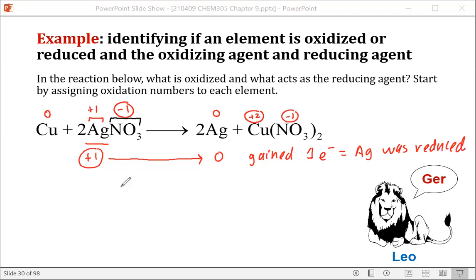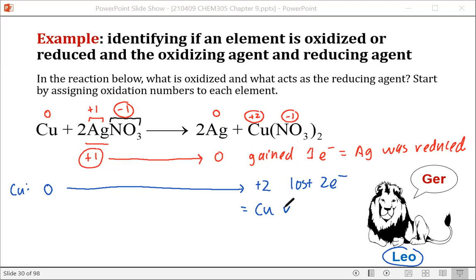If we check out copper, copper went from 0 to +2. So copper lost 2 electrons. Its oxidation number became more positive, which means it was losing negative charge, so it lost 2 electrons. Because copper lost 2 electrons, loss of electrons is oxidation. So Cu was oxidized. So now we've identified the element that was reduced and the element that was oxidized.